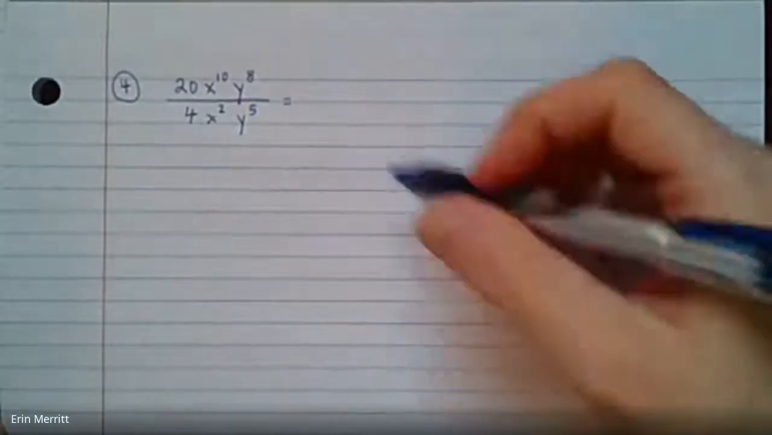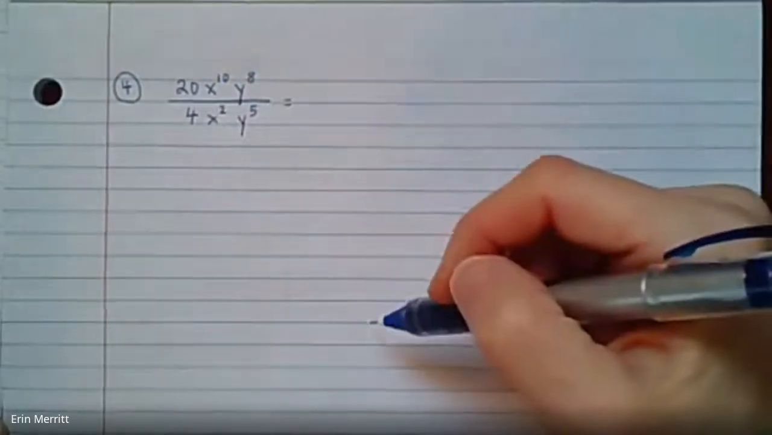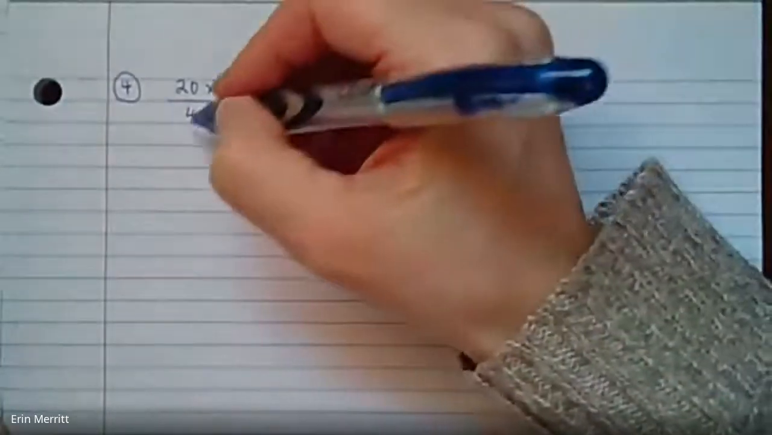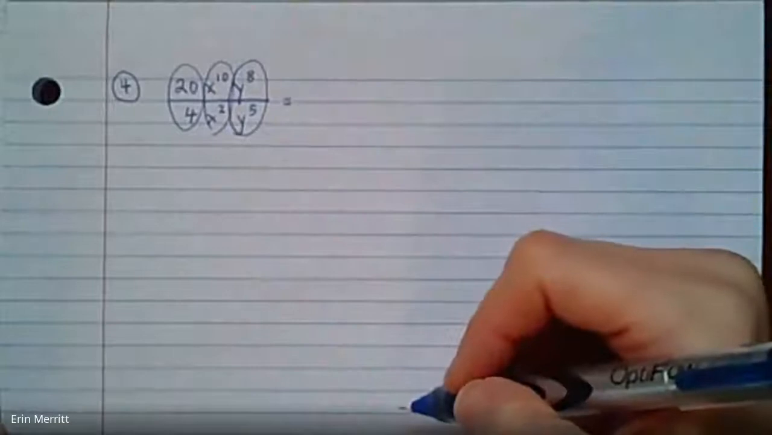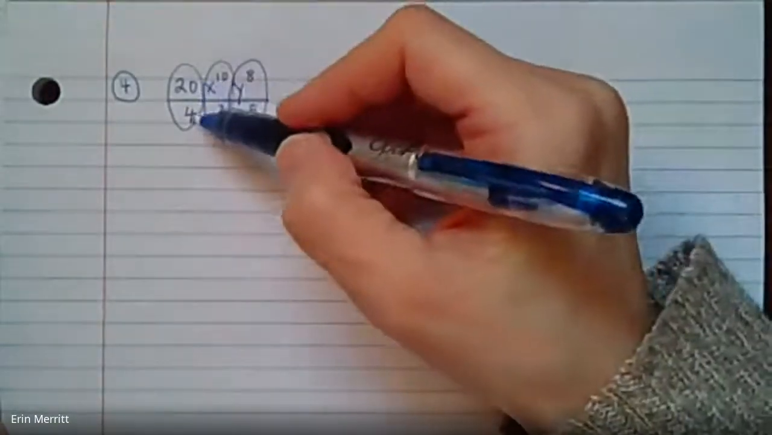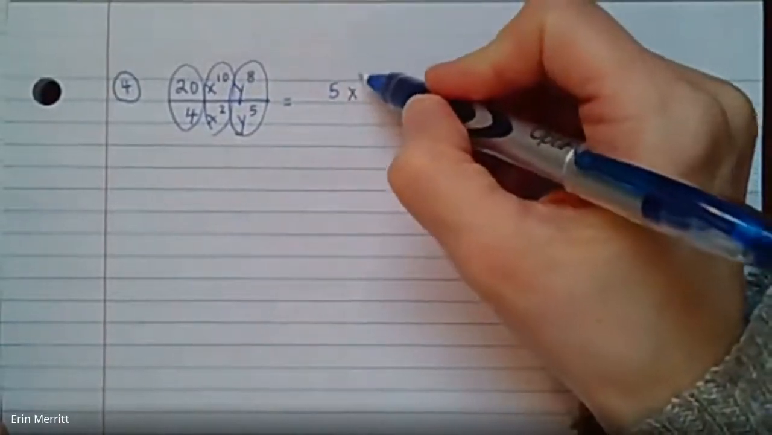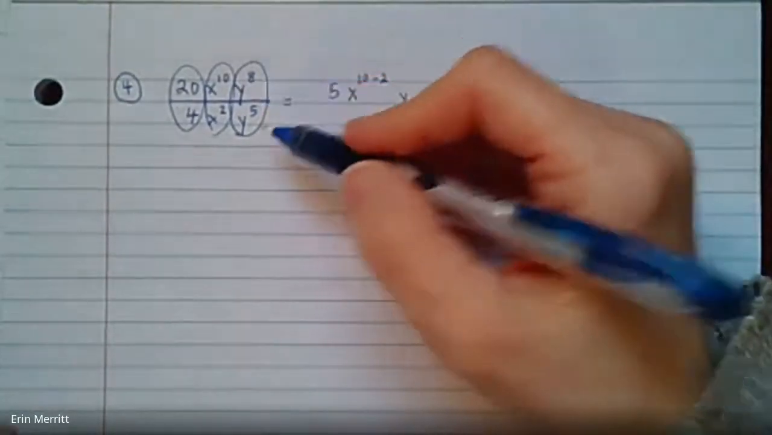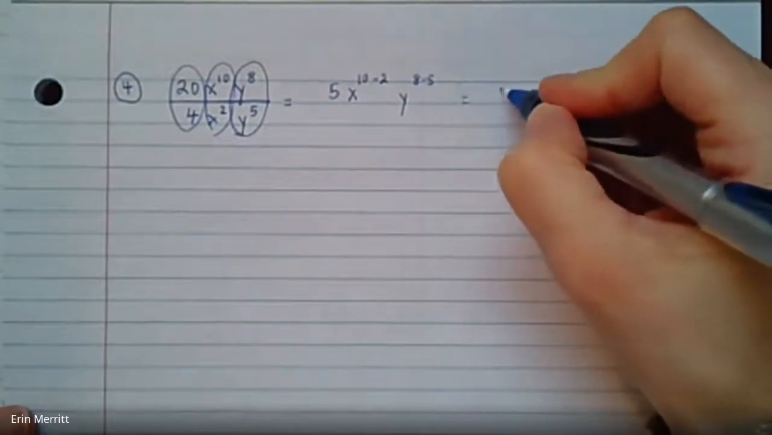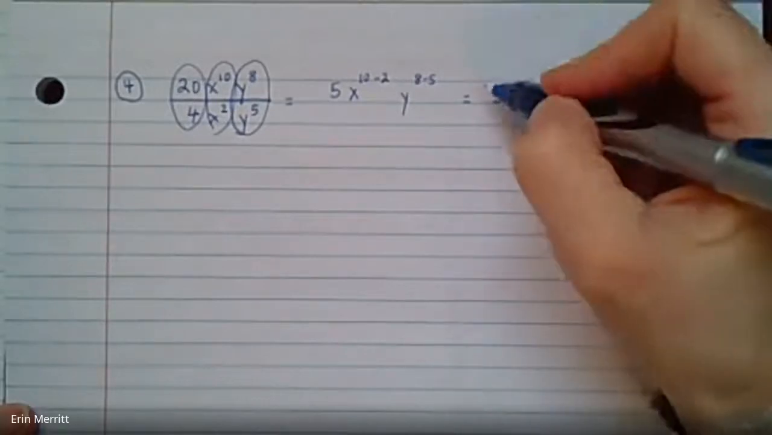What I would suggest is you can either write it out, which would be a little obnoxious, like writing out 10 x's and 8 y's, or take it one thing at a time. So deal with the numbers, deal with the x's, deal with the y's. If you can break it into 3 little problems, then it's pretty simple. So 20 divided by 4 should be 5. X to the 10th over x to the 2nd should be x to the 10 minus 2. And then for the y's, y to the 8th over y to the 5th, 8 minus 5. And so this is going to be 5x to the 8th, y to the 3rd power. So there's that rule again in action.